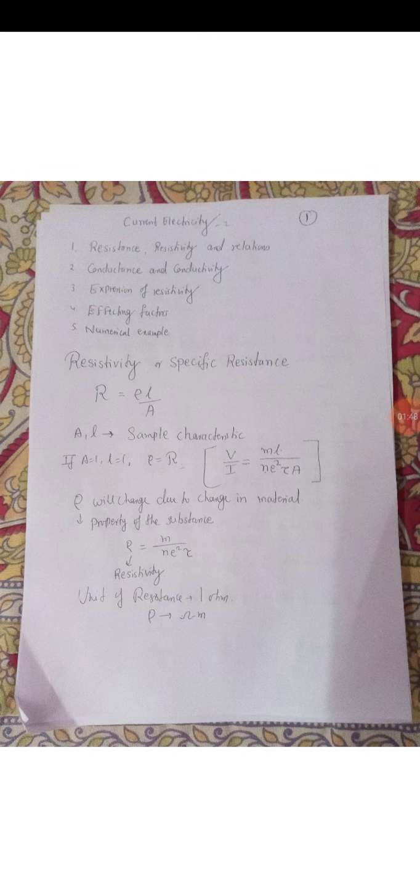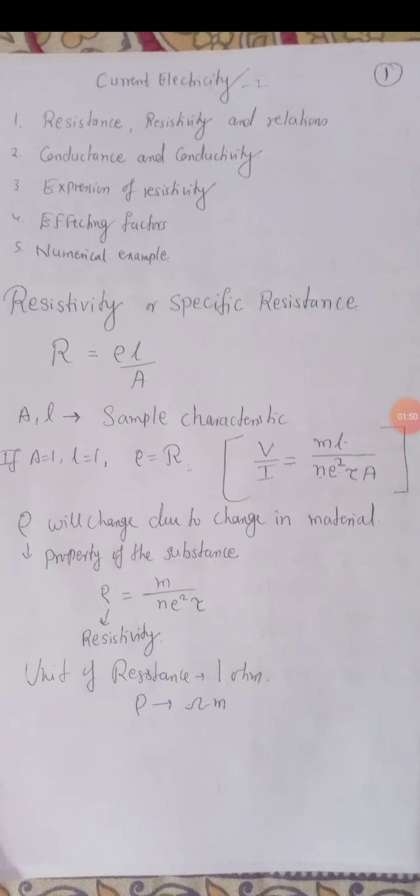Just have a deeper look into this formula. R is equal to rho L by A. Student, if I make A equal to 1 and L equal to 1, this formula becomes rho is equal to R. Rho means resistivity, student. Specific resistance.